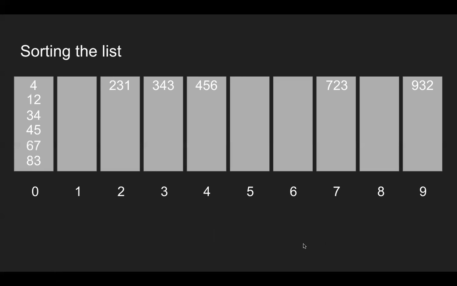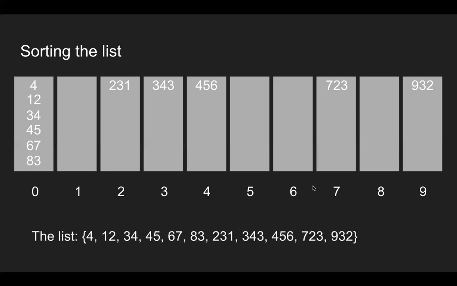So if you're not starting to see it yet, I'll go ahead and put that in the new list. We have 4, 12, 34, 45, 67, 83, 231, 343, 456, 723, and 932. This list is now in order. We did not have to compare any of these numbers, but by putting them in buckets, by comparing their least significant digits, we have put it in order.